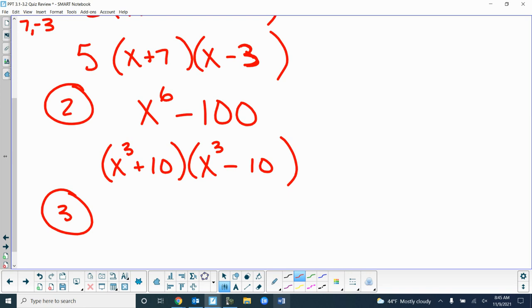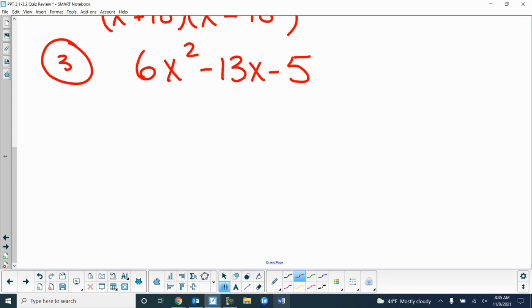Number 3, again, I always ask myself if there's a GCF. Is there a number that goes into all 3 of those? No. So it's 3 terms, and they're not both positive perfect squares, so it's one of those regular trinomials, but a is 6 this time.